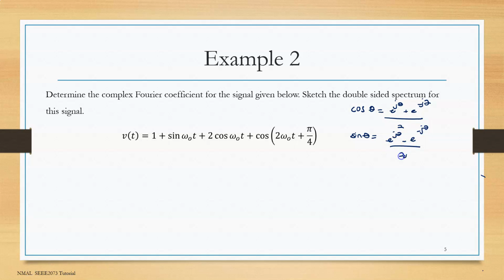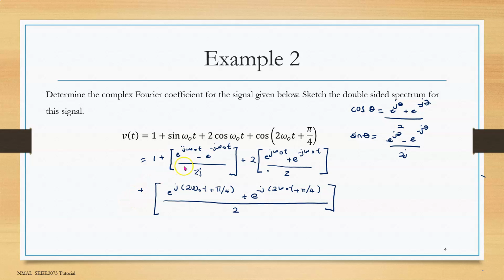So you put it into the equation, and it will become 1 plus, for the sine, you put the sine, and for the cos, you use the cosine. Now I have rewritten the equation here in terms of complex exponential, using cosine and sine theta for the exponential function based on Euler's theorem. So from here, sine is this one, cosine is this part, and cosine of 2 omega naught t plus pi over 4 is this part.